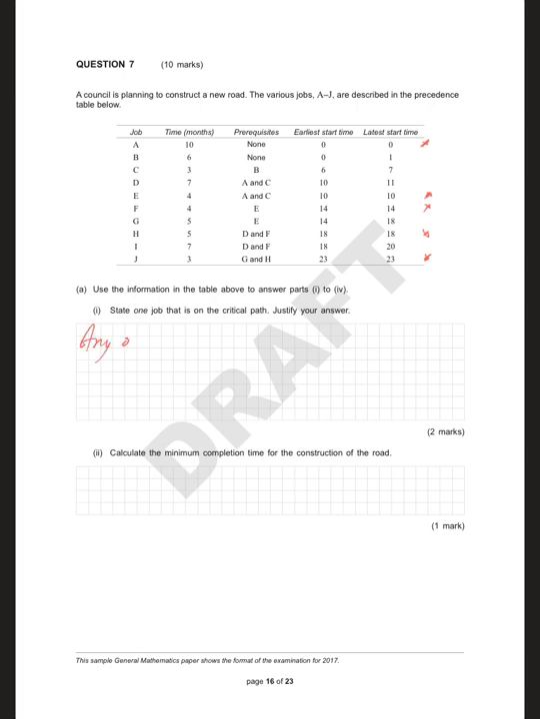So any of A, E, F, H, J are on the critical path as they have no slack time. EST matches their LST. Calculate the minimum completion time for the construction of the road.